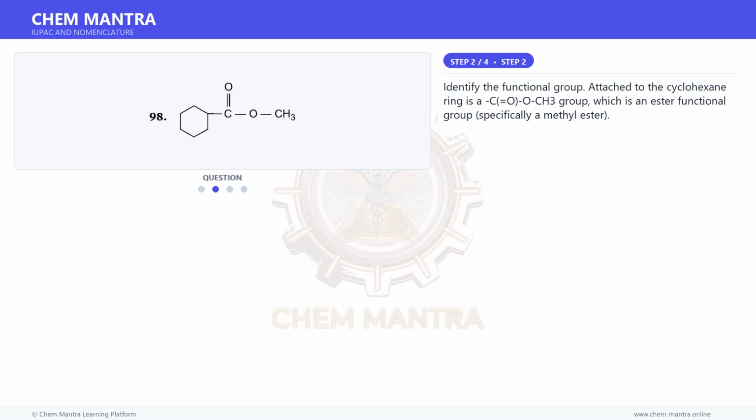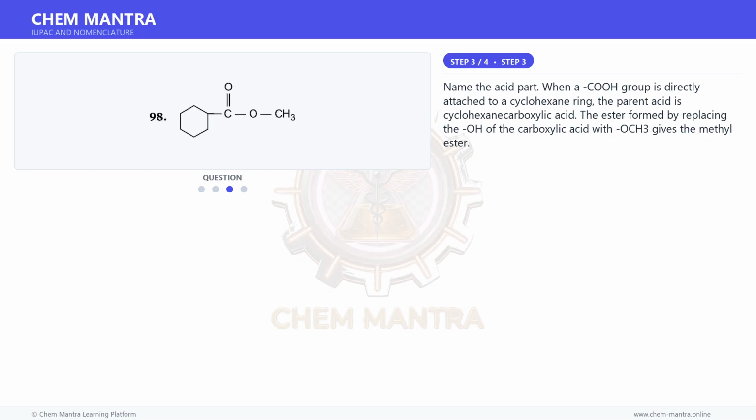Moving on to the next step. Identify the functional group. Attached to the cyclohexane ring is a C=O OCH3 group, which is an ester functional group, specifically a methyl ester.